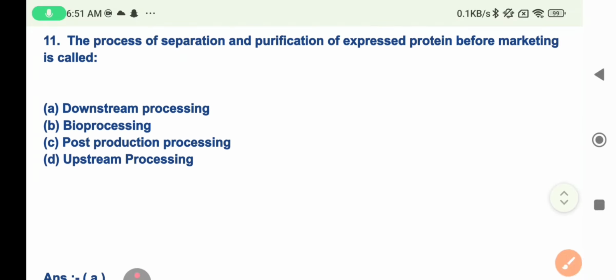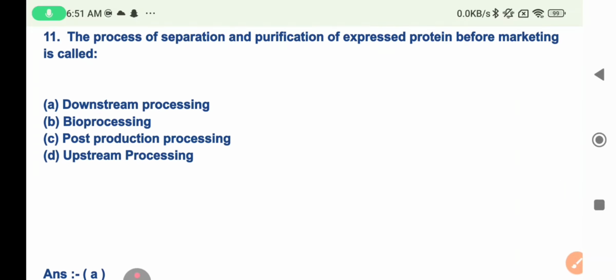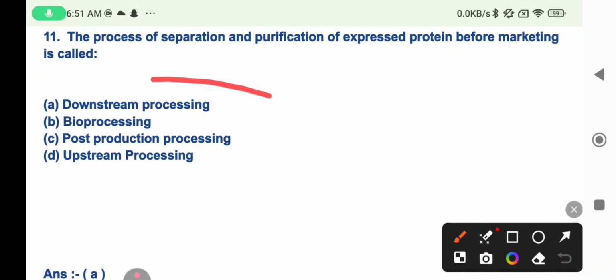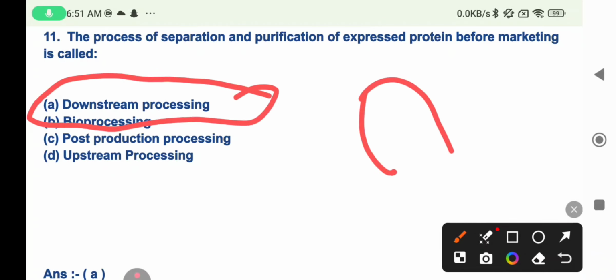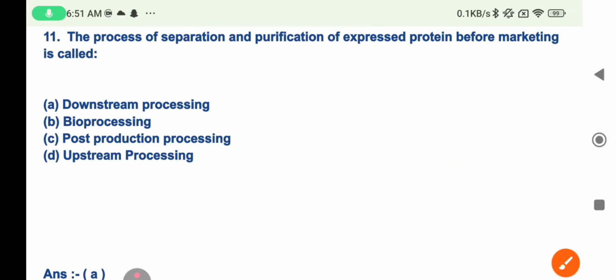Now move on to question number 11. The process of separation and purification of expressed protein before marketing is called, and here the options: option A downstream processing, option B bioprocessing, option C post production processing, and option D upstream processing. And the correct answer is option A, downstream processing.